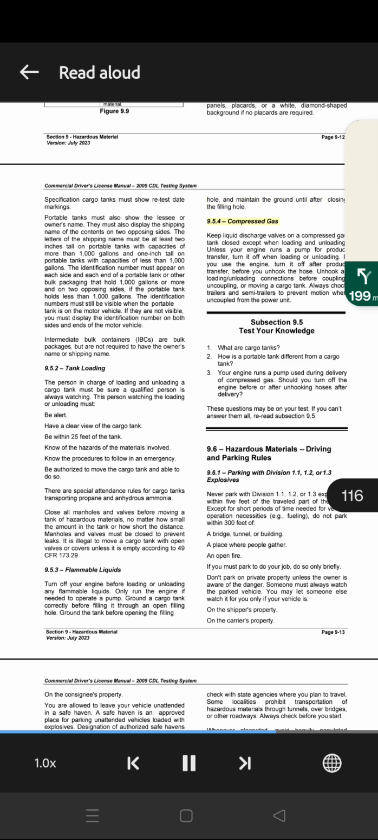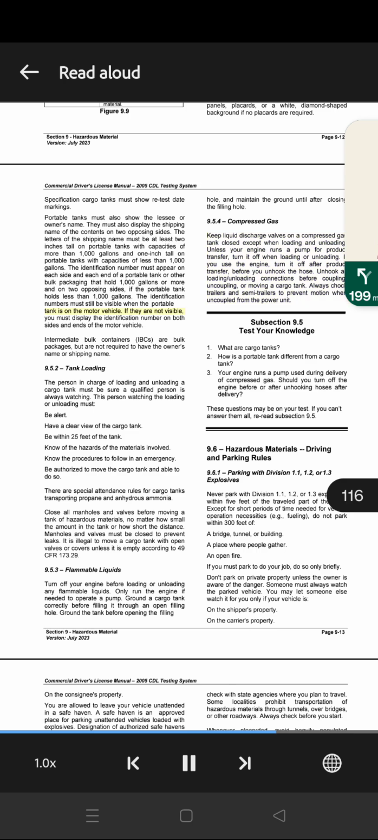9.5.4 Compressed gas. Keep liquid discharge valves on a compressed gas tank closed except when loading and unloading. Unless your engine runs a pump for product transfer, turn it off when loading or unloading. If you use the engine, turn it off after product transfer, before you unhook the hose. Unhook all loading/unloading connections before coupling, uncoupling, or moving a cargo tank. Always chock trailers and semi-trailers to prevent motion when uncoupled from the power unit.